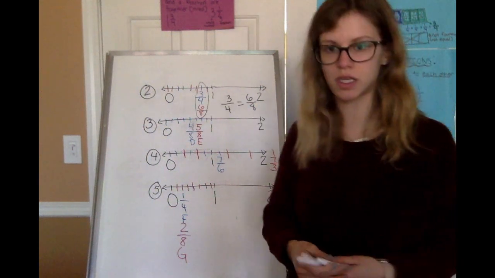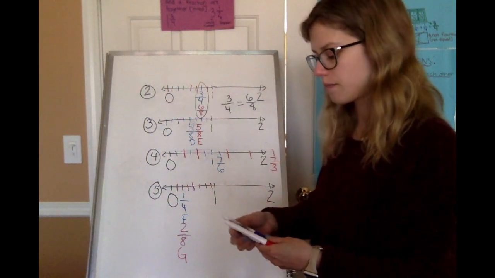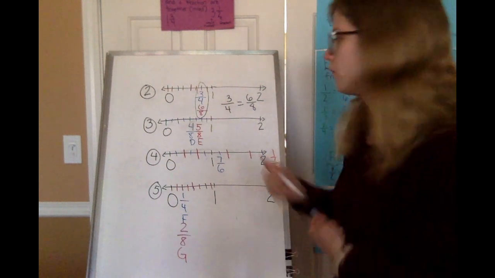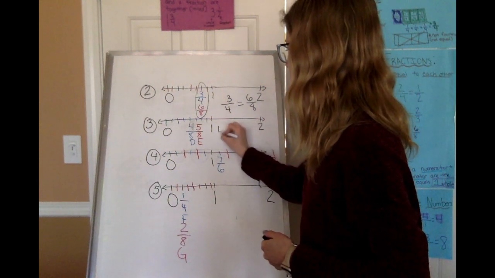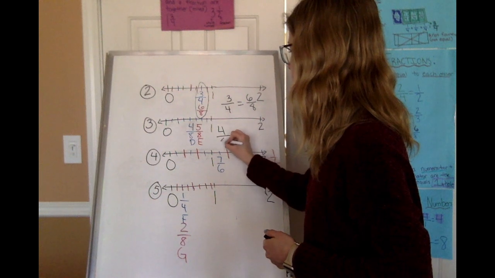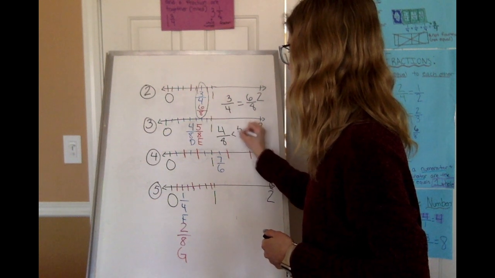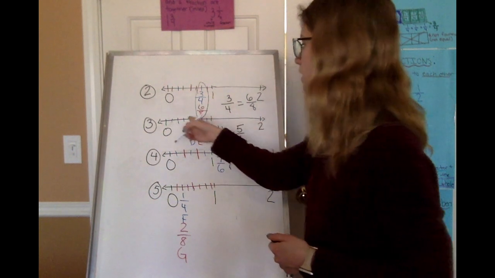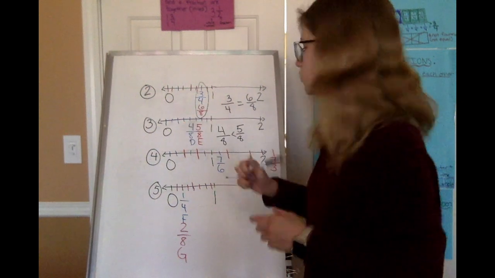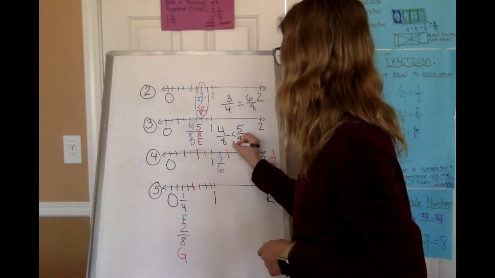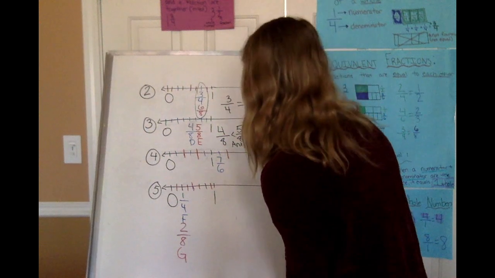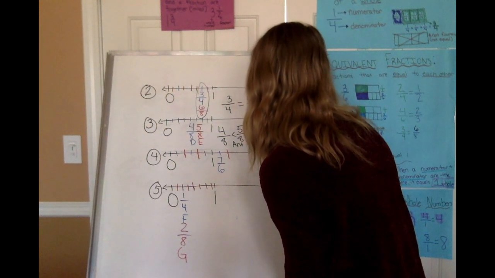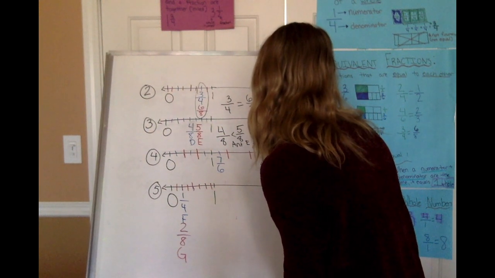So what I was able to see is that 4/8 is less than 5/8. It took up less room on my number line. So that would tell me that Aunt E walked farther.